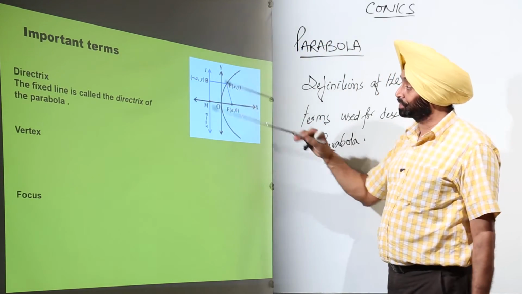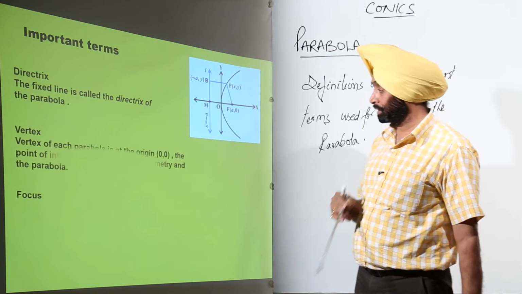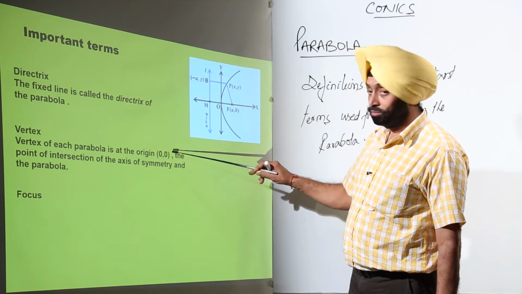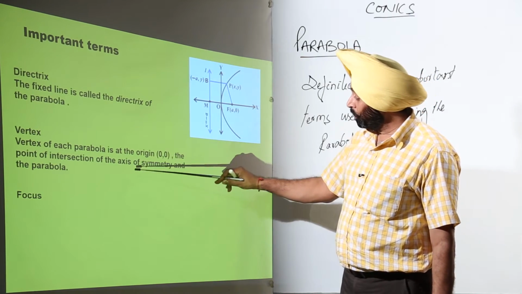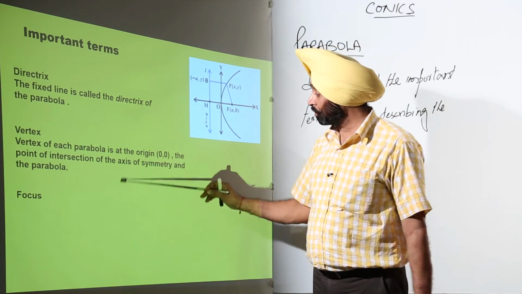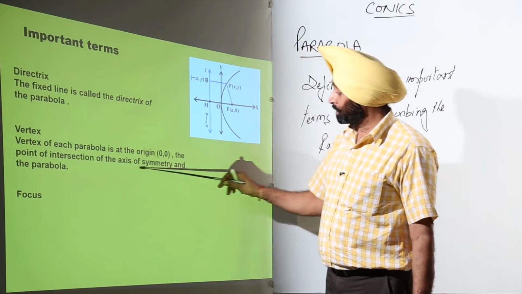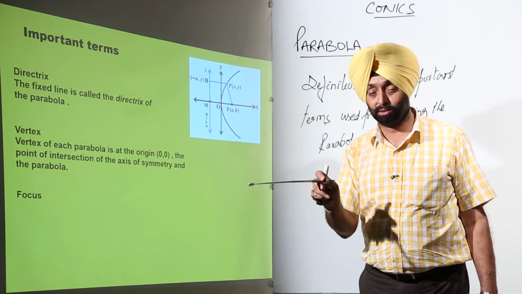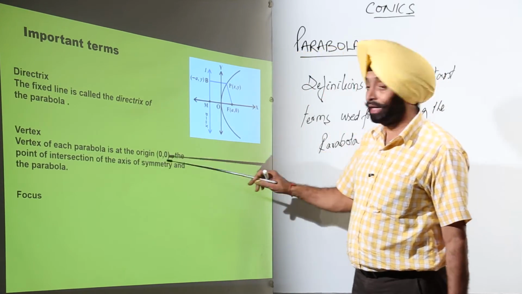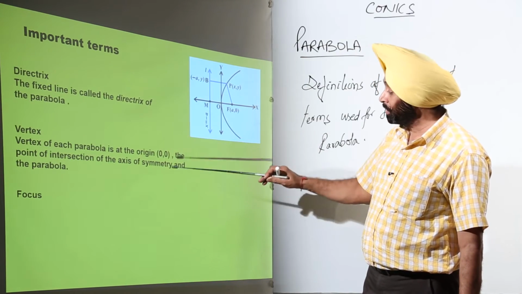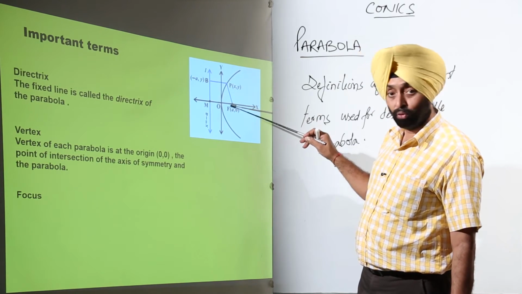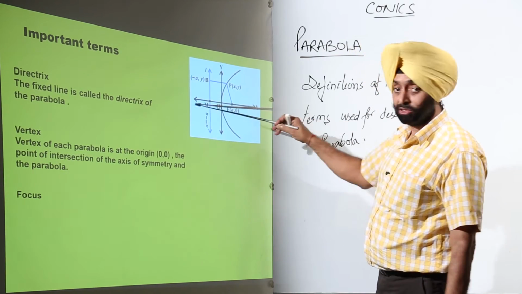Before this directrix, now we are having the vertex. Vertex of each parabola is at the origin (0, 0), the point of intersection of the axis of symmetry and the parabola. Now listen to one thing, I have not written here the point of intersection of the x-axis and y-axis. What I have mentioned here is the point of intersection of the axis of symmetry. So this is a very important term, axis of symmetry. For this one, when the focus is here, this is the axis of symmetry.